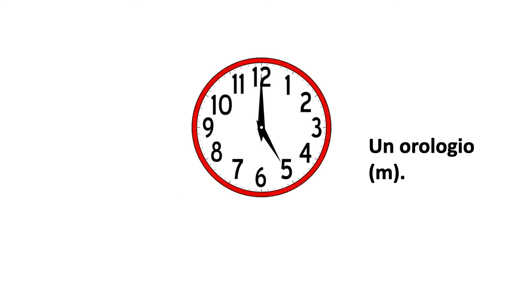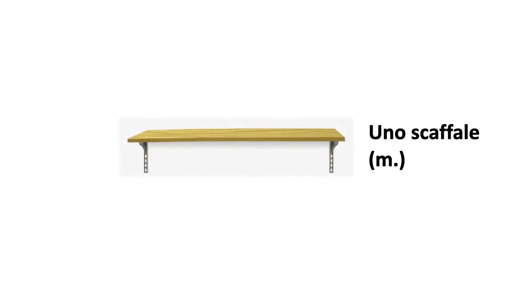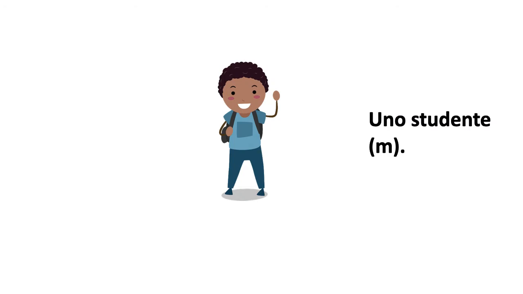Notice that this one is masculine, right? So even though it begins with a vowel, my article is un without the apostrophe because the word is masculine, and of course, it means clock. Cos'è uno scaffale? A shelf, right? Notice that scaffale begins with an S followed by a C, so S plus another consonant, and notice that it is masculine, so we say uno scaffale. Cos'è uno studente? Again, studente is masculine and begins with ST, so uno, that's a male student.